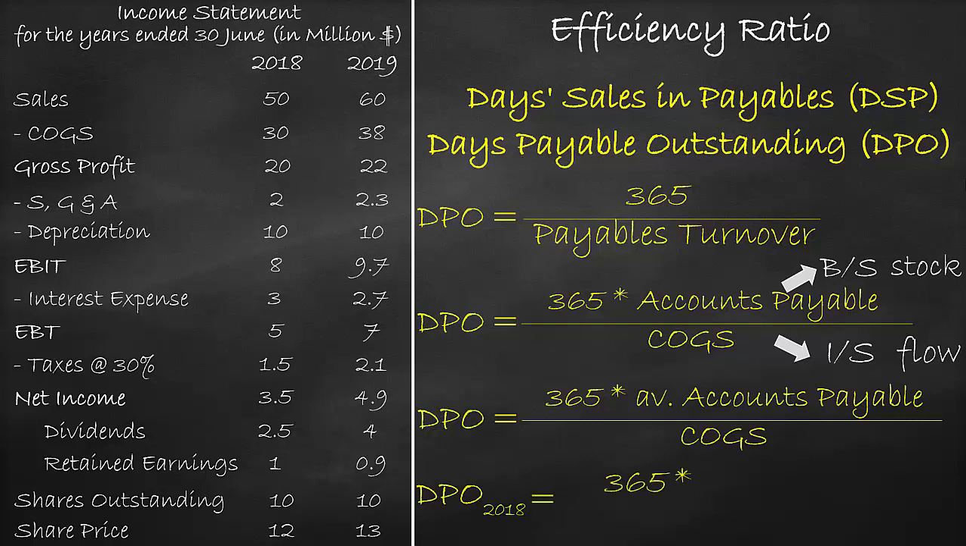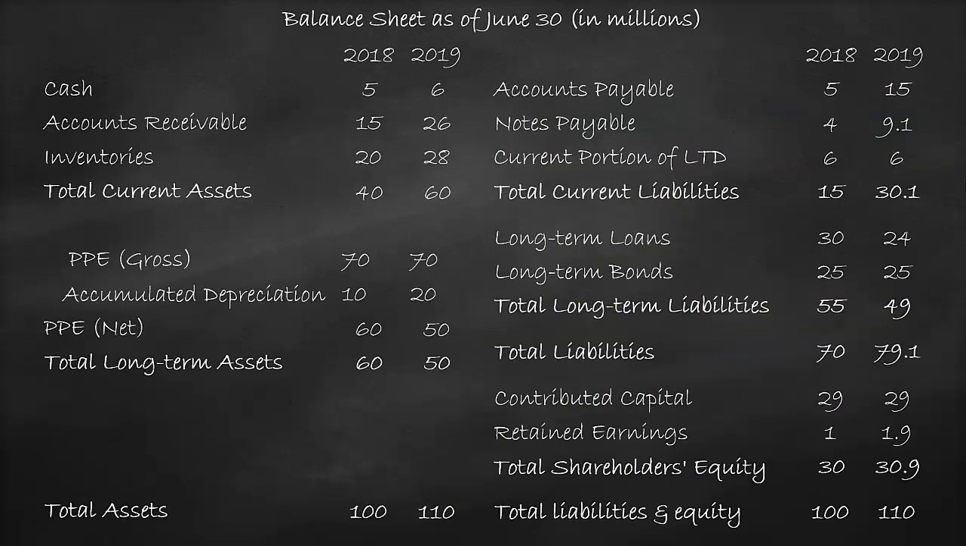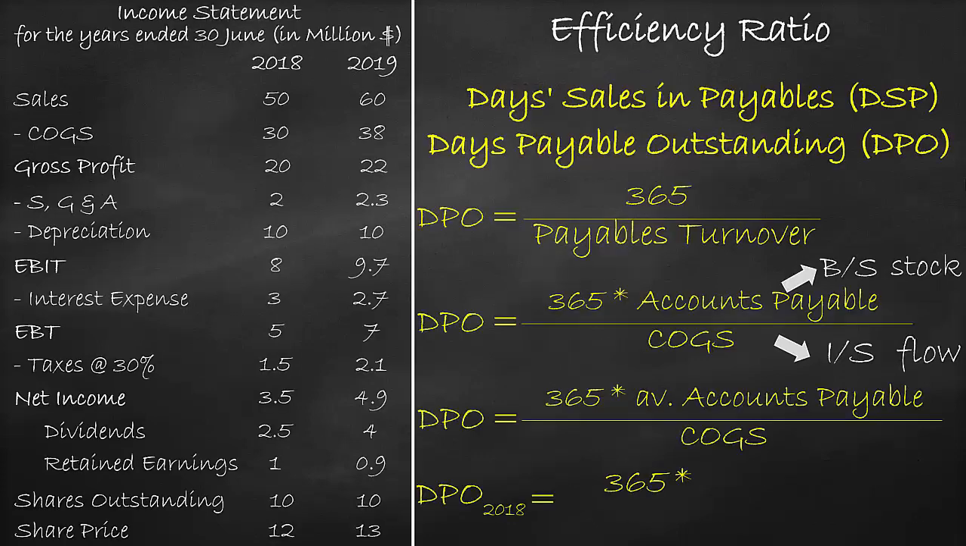Equals 365 times. Let's look at the balance sheet for accounts payable. Please note that 2018 is the first year of operations. Consequently, we do not get the average of the accounts payable as we do not have the previous year. We have accounts payable in the year 2018 of $5 million. So, in our formula, we will multiply by accounts payable of $5 million, divided by the cost of goods sold of $30 million, which is equal to 60.83 days.